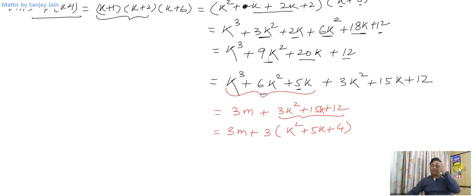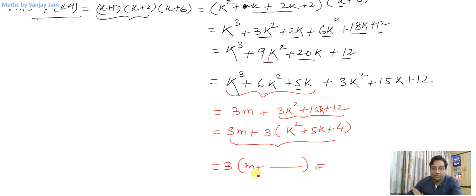Right? Now k is a positive integer, so we can say that this entire expression is a multiple of 3, or in other words what you can do is you can take 3 outside, and whatever is written inside, m plus this entire quadratic expression, you can simply consider it to be lambda. So this is 3 into some lambda, which is an integer. So you can say that this p of k plus 1 is also a multiple of 3, hence p of k plus 1 is true.